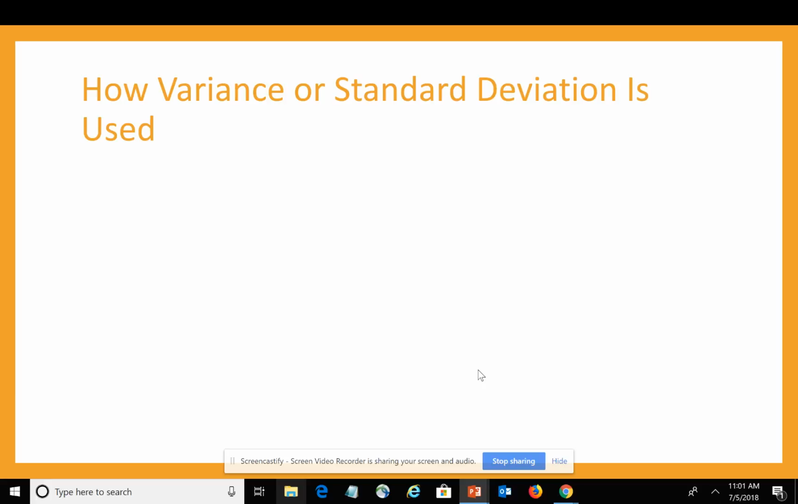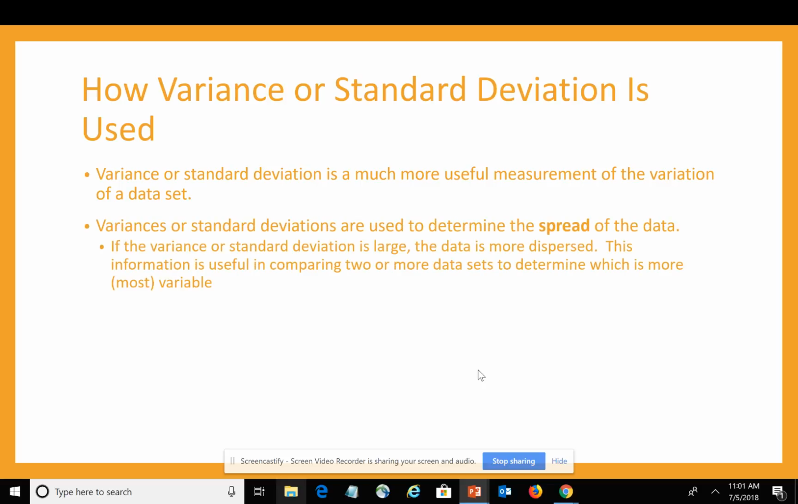So how do we use this? We primarily would focus on either the variance or the standard deviation when we're calculating measures of variation. Again, the range is okay, but it's not as useful as these two. Why do we need to know these things? It's a lot more useful than the range simply because it considers all of the data values. It can help us to determine the spread of the data.